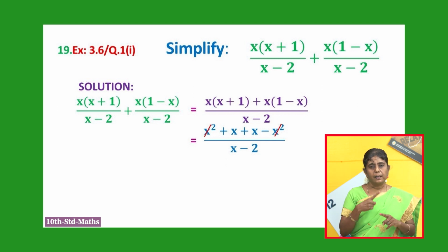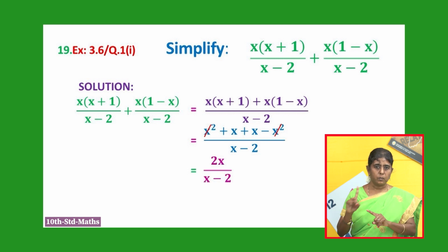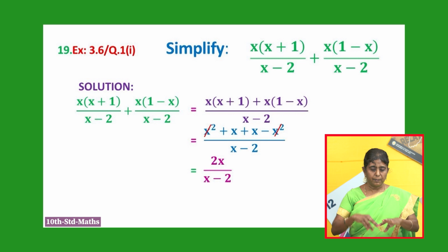Then what are the things remaining? Both are x only, x plus x. So the answer will be 2x divided by x minus 2. Very simple. If you see the same denominators, very simple it is. Now let's see the next question.